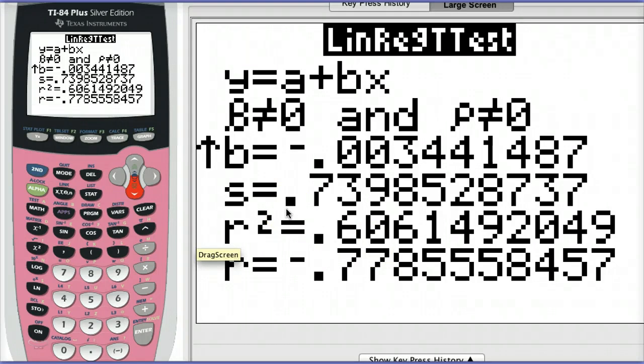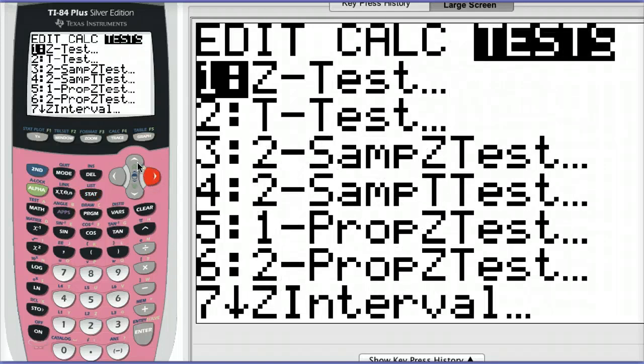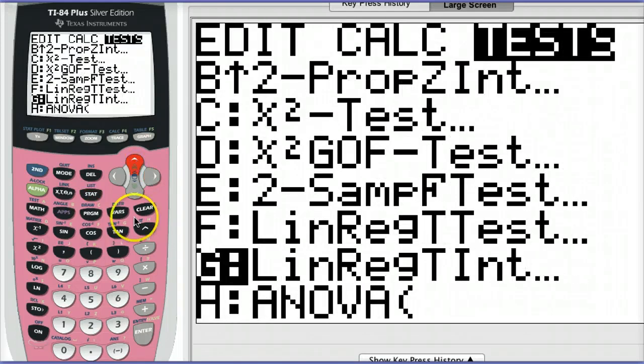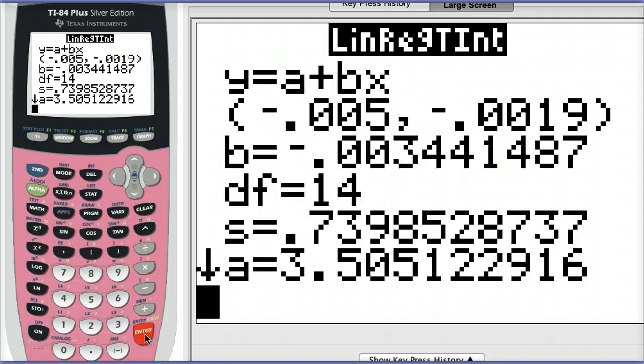Let's also calculate a confidence interval. So to do this, we'd hit Stat, choose Tests, scroll to the very bottom or near the bottom, and I will choose option G, linear regression t-interval. My data, once again, is stored in list 1 and list 2. My x is in list 1, my y is in list 2. I'll come down here to confidence level. Let's say I want a 95% confidence level. I'll come down to Calculate, and this is going to give me a confidence interval for the slope.